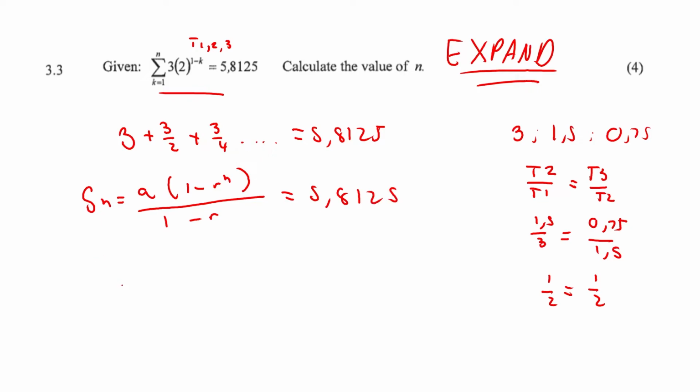And now we can start subbing in our values. So our A value is going to be 3. That's our first term. That's our term 1, term 2, term 3. So 3. And now we're going to have brackets inside brackets because we are substituting in values. So that's going to be 1 minus our R value was a half. We just calculated it. So this is our R value.